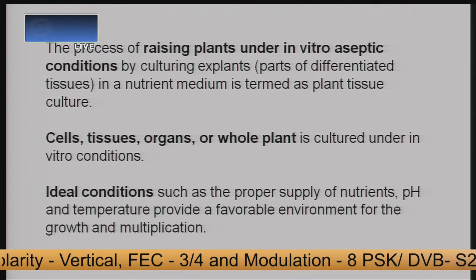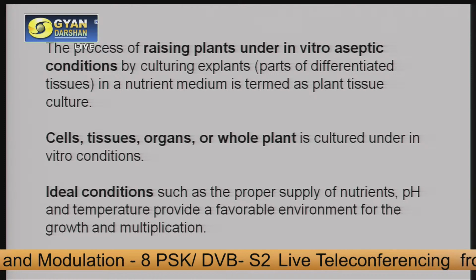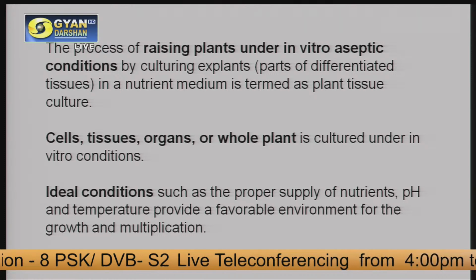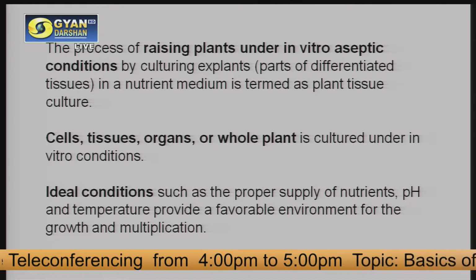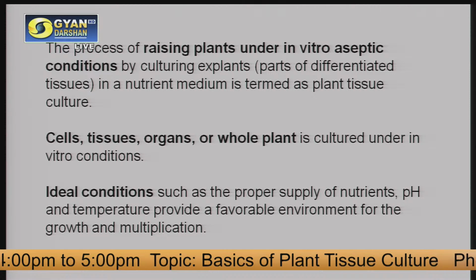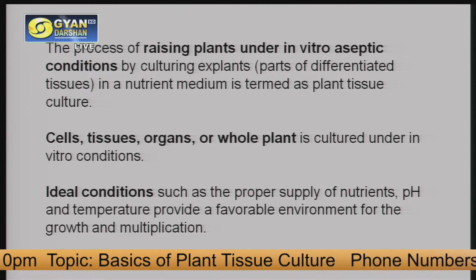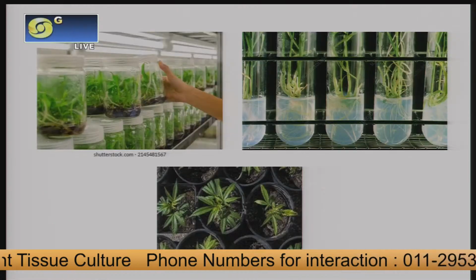Of course, you have to maintain the ideal conditions like the supply of nutrients, proper pH, proper temperature, and sufficient amount of light. These are some of the conditions which you need to maintain in the tissue culture room or in the preparation of the culture medium. So the entire process we call tissue culture or micropropagation.